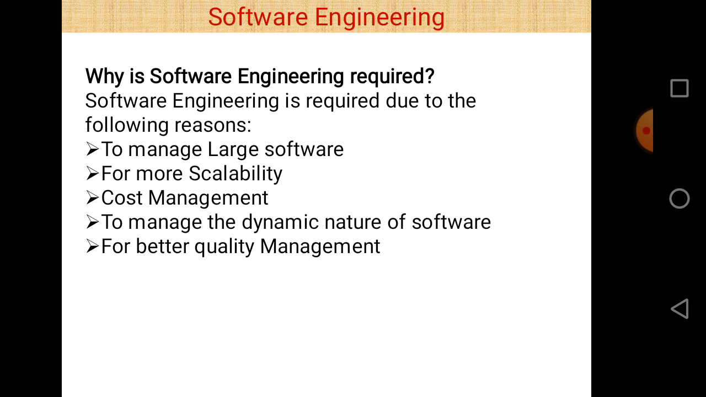And to manage the dynamic nature of software: dynamic nature means if something changes according to time or in future, then these changes can also be reflected in our software. These things can be managed using software engineering. And last is quality management. Good quality software is the main aim of software engineering. To deliver good quality software is the main aim of software engineering, so that is also a very important point.